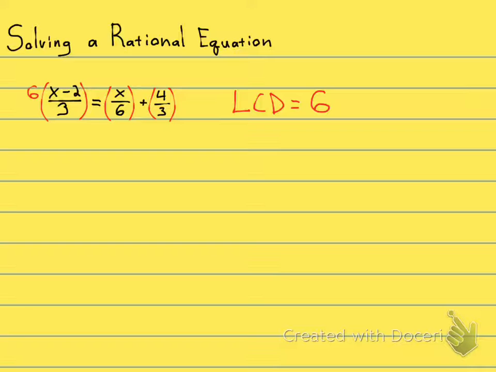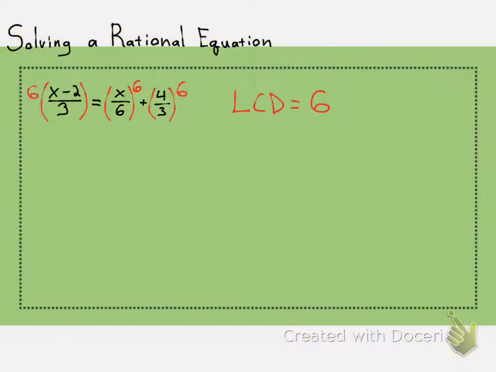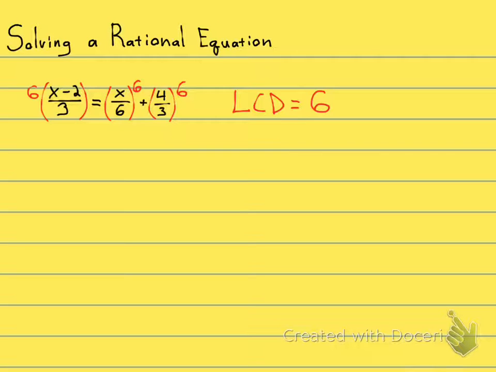This times 6, this times 6, and this times 6. Everything times 6, every term. And now what happens, you ready? Oh, magic, it's going to cancel out. So 3 goes into here once, 3 goes into here twice. 6 goes into here once, 6 goes into here once. 3 goes into here once, 3 goes into here twice.